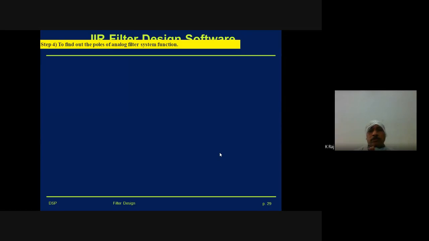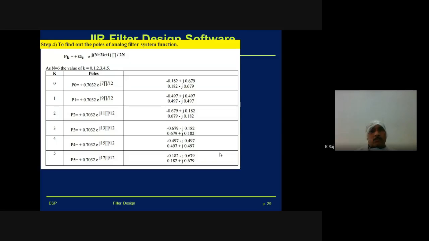The fourth step is to find the poles of the analog filter system function. Here the poles of the analog filter can be derived from this, where as n is 6, the value of k is 0, 1, 2, 3, 4, 5, right? So here the order is 6. For the different values of k, which is nothing but starting from 0 to n minus 1, we have to derive the p_k's.